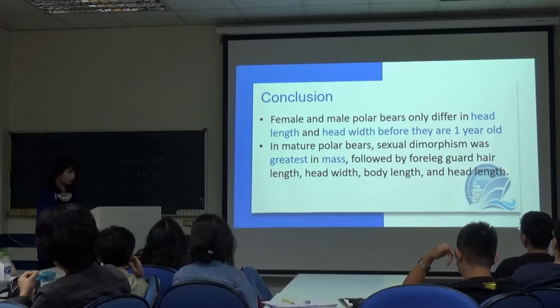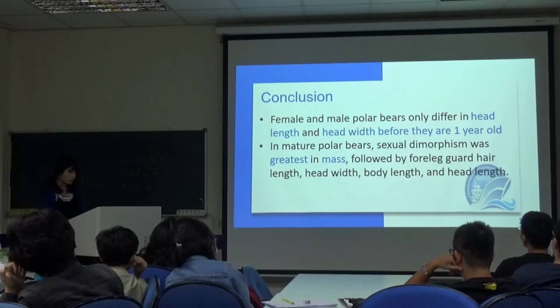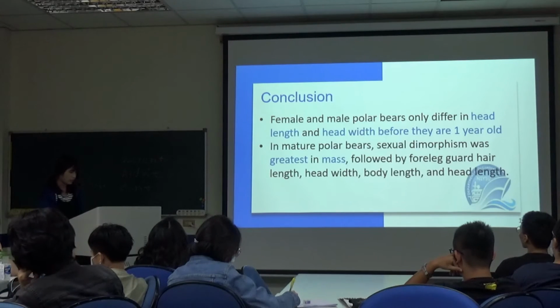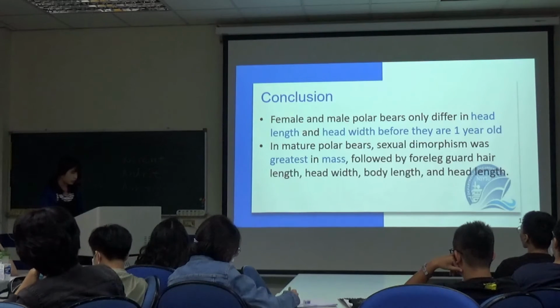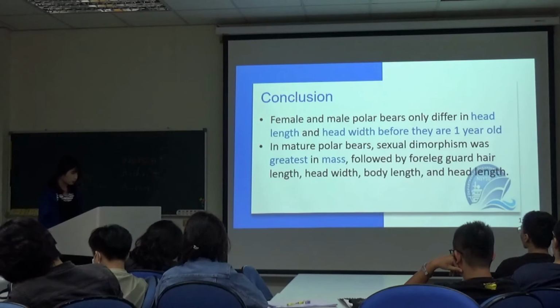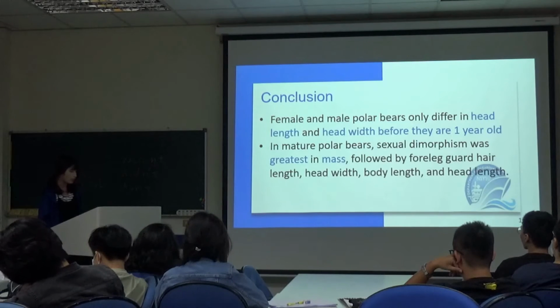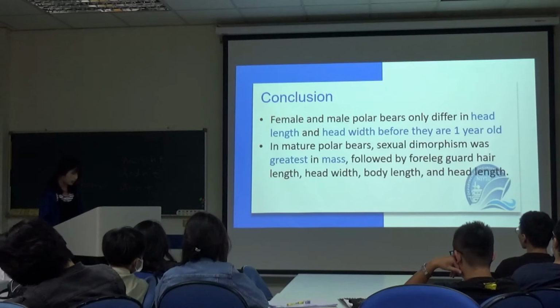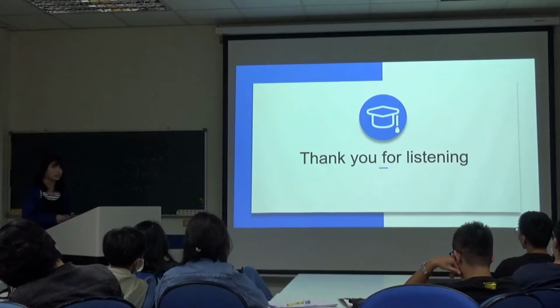Conclusion. Female and male polar bears only differ in head length and head width before they are a year old. And in mature polar bears, sexual dimorphism was greatest in mass, followed by foreleg gray hair length, head width, body length, and head length. Thank you for listening.